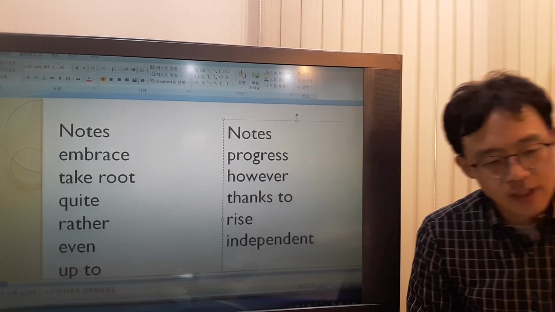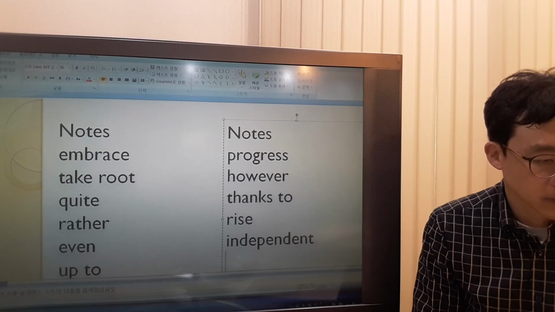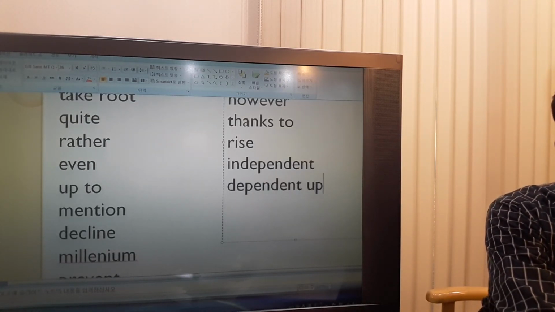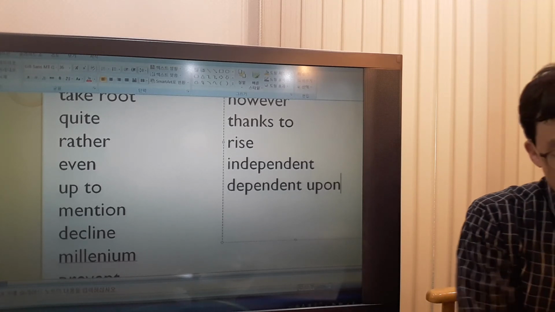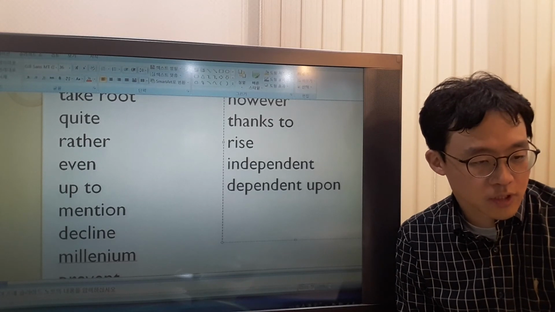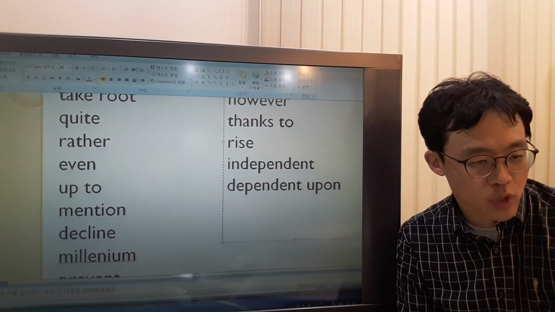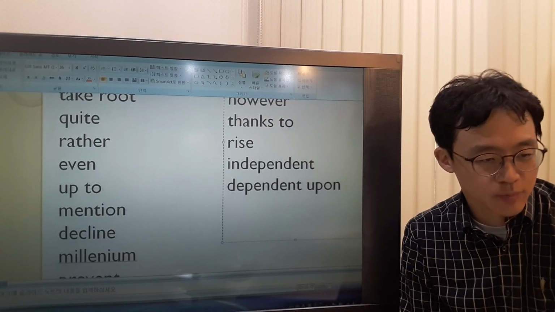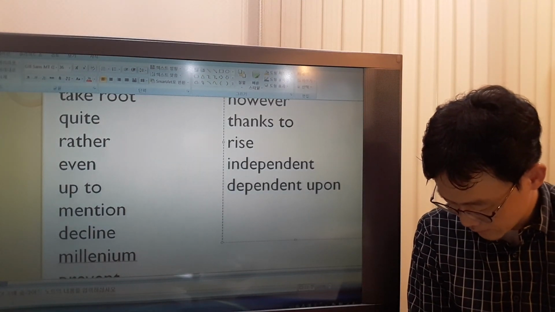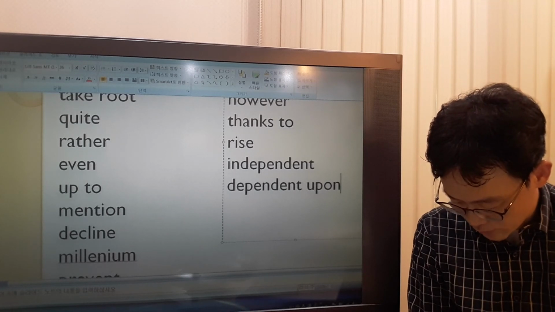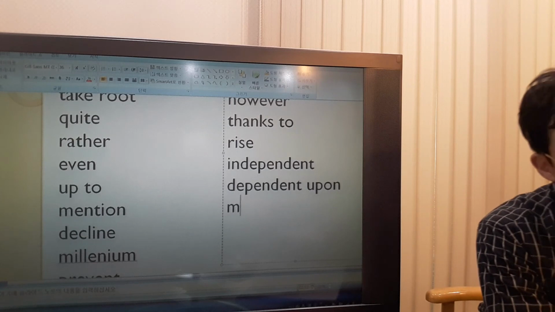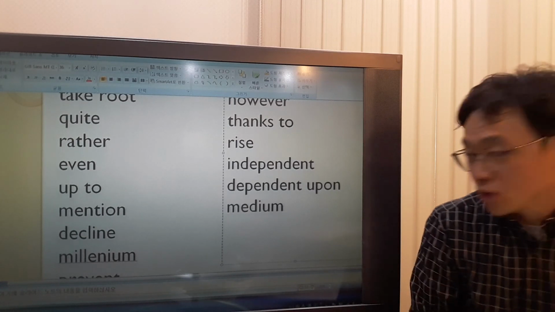What does independent mean? If you say something is dependent upon or dependent on, that means it needs that to live or to be successful or do the job properly. Do you understand? So independent means doesn't need anything else to do its work or to live. Independent towns and the use of money as a medium of exchange. What does medium mean?